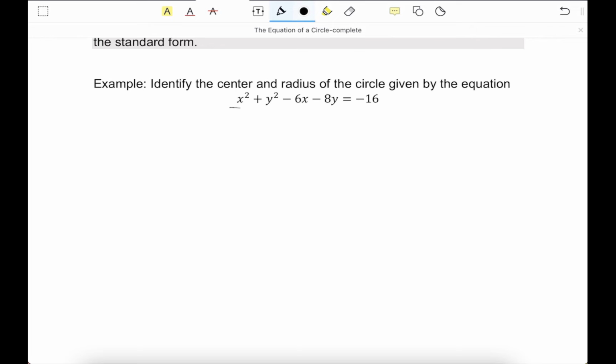I'm first going to take this equation and rewrite it with some strategic spaces placed in. x squared minus 6x, and then I'll leave a pretty big space, plus y squared minus 8y. I also change the order, leave a little bit of space. That gives us negative 16.